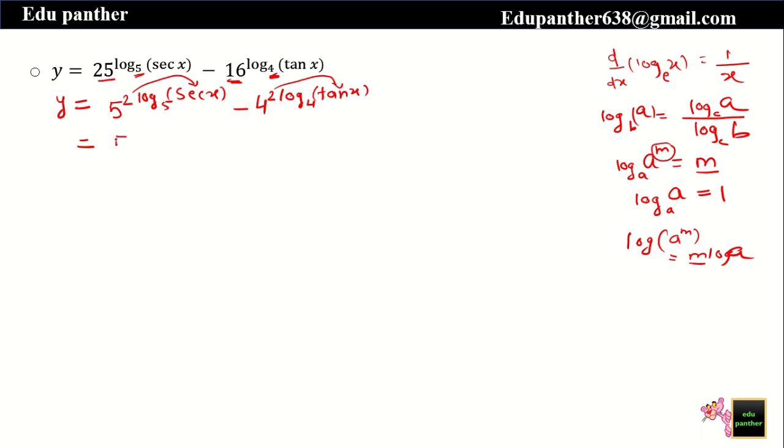So this will become 5 raised to log of sec square x to the base 5 minus, same property here, 4 raised to log of tan square x, this 2 will come here, so it will become tan square to the base 4. Okay.